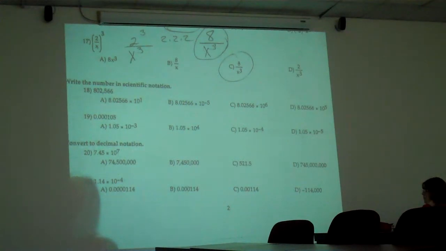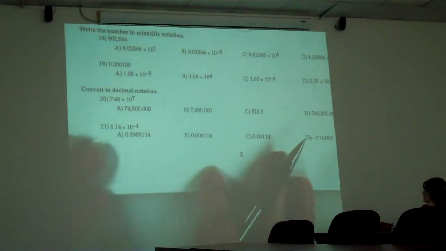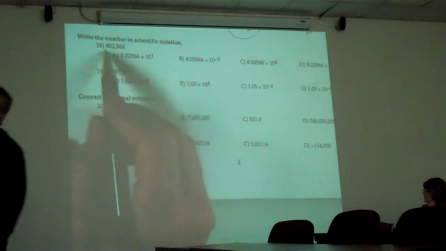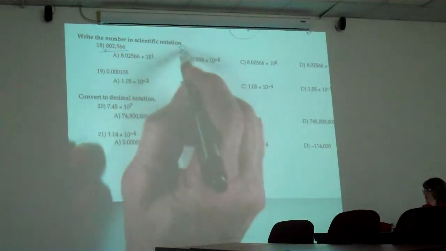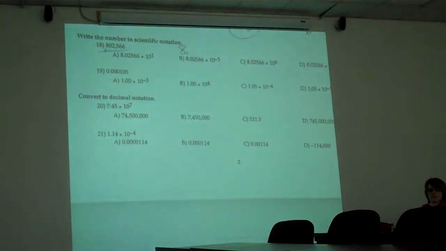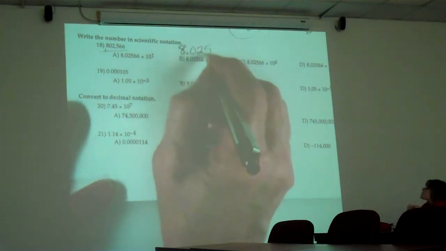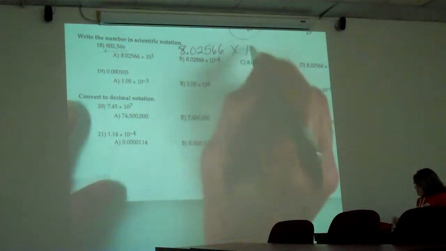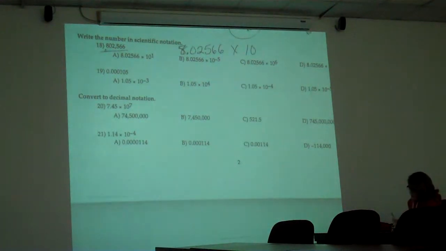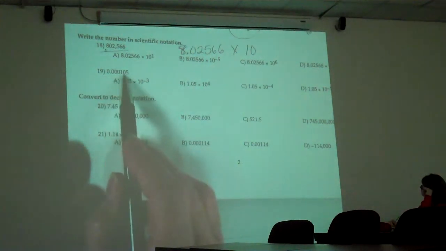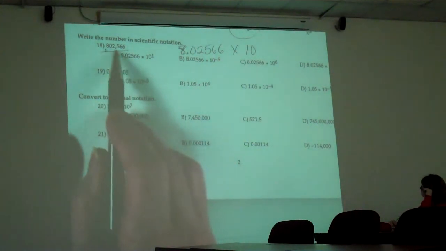Number 18, write in scientific notation. Okay, remember you can only have one number in front of your decimal. To write this number in scientific notation, you need to put 8 point. So you need one number in front of your decimal. Write your other numbers. And then there will be a 10 power. Okay, the power on the 10 will be how many times you moved your decimal. If it's a big number, it will be positive, and if it's a small number, it's going to be a negative. So this is going to be a positive.